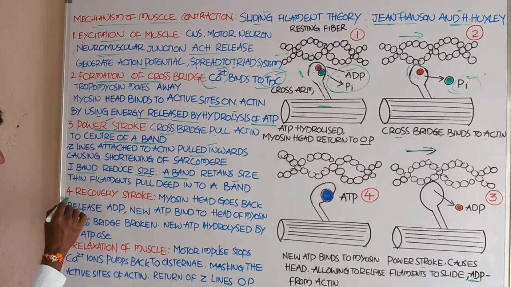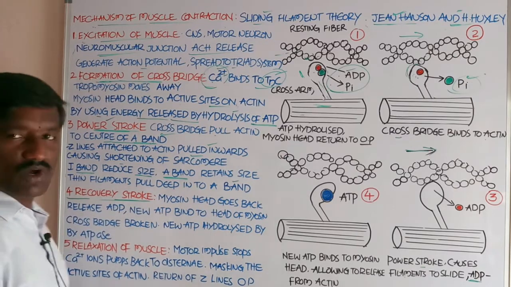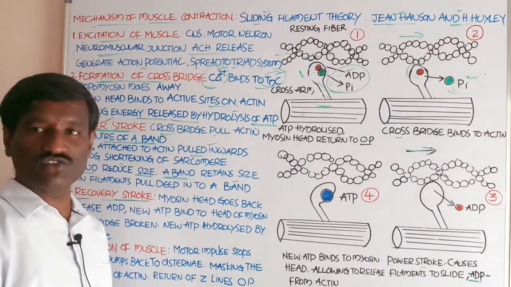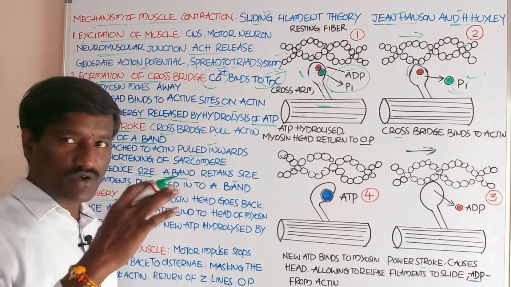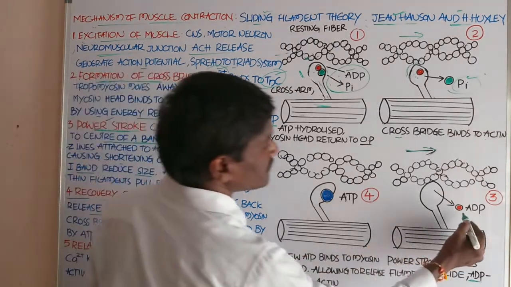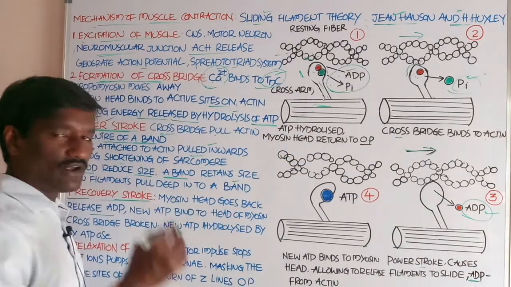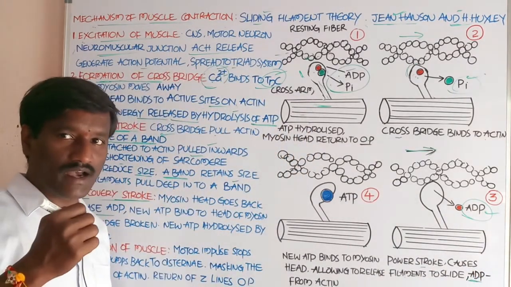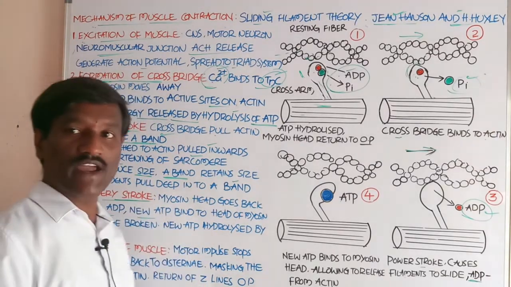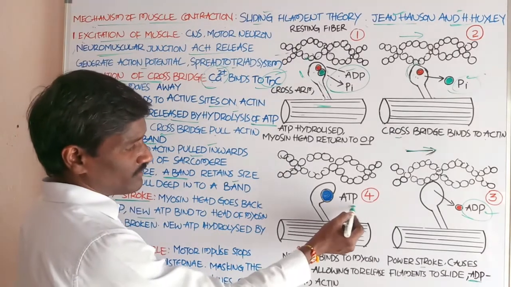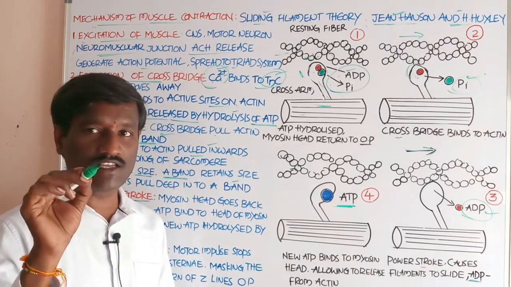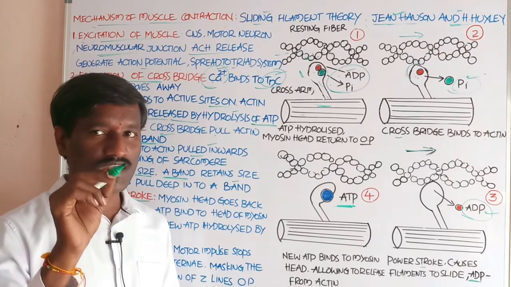Student, and the next, fourth one, is the recovery stroke. The myosin head goes back again and releases ADP, adenosine diphosphate. A new ATP binds to the head of the myosin. Another ATP molecule binds to the myosin head. The myosin head has two binding sites.